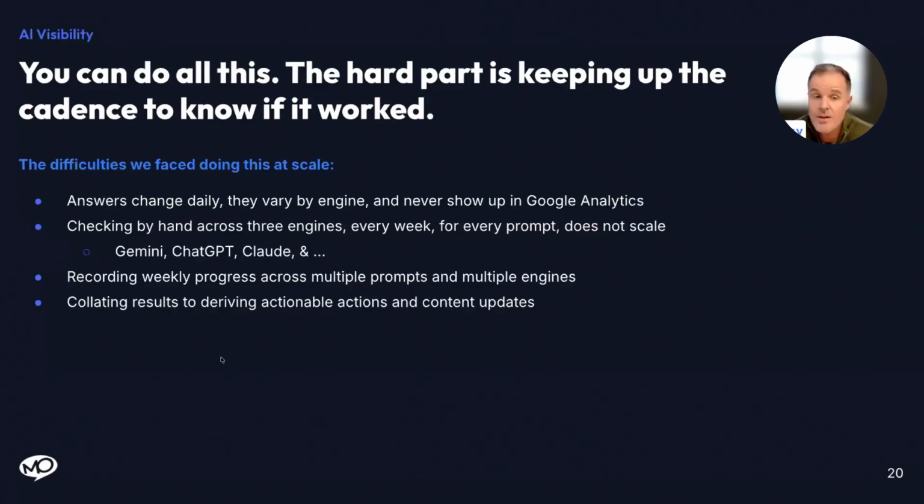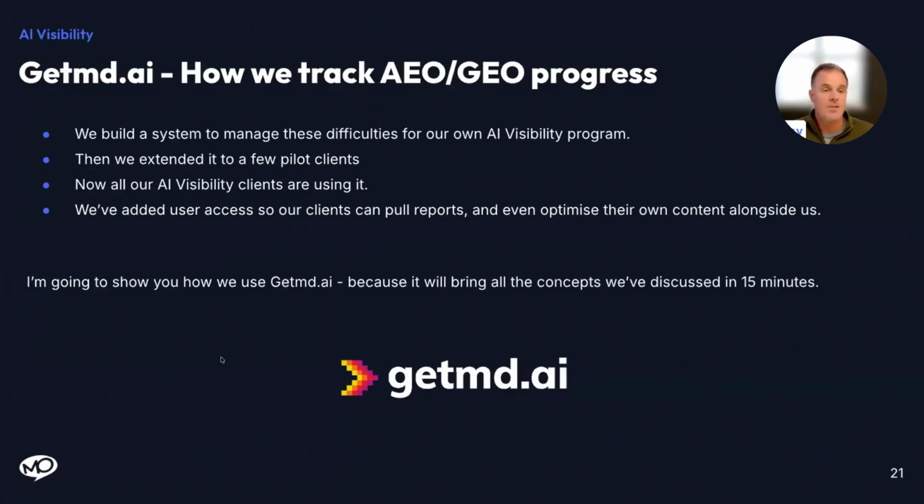Recording weekly progress across multiple prompts and multiple engines gets complex. You should see the spreadsheets we've had in the past and do have to manage this. It's complicated. And then collating those results and delivering actionable actions and content updates is tricky. You know, which content has been updated, which hasn't. I mean, it's the usual stuff. It's just got a layer of complexity to it. Okay.